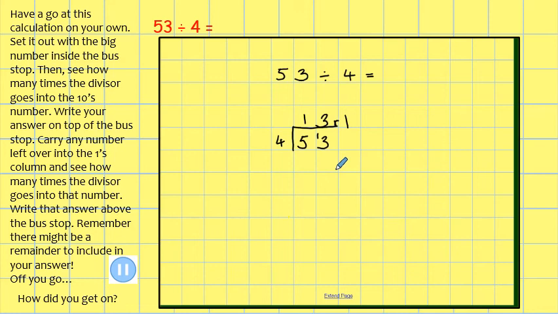Big pat on the back if you've got it right. If yours doesn't look like that, where did you go wrong? And can you make yours look like that? As a good example of what one of these sums would look like, because you're going to be doing some independently. Okay.